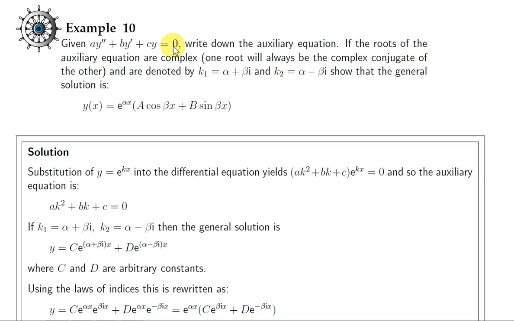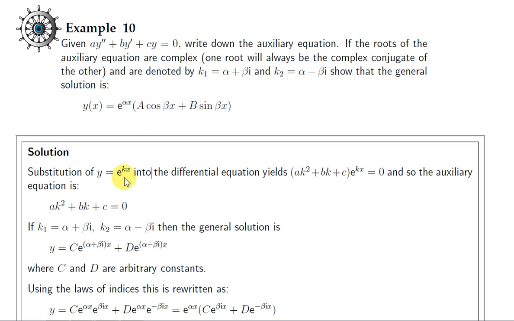Right, let's take a general case. Here's our second order linear differential equation with constant coefficients. It's homogeneous, 0 on the right hand side. Let's suppose that the roots of the auxiliary equation are complex, and we denote them by k1 and k2. By the way, if the roots of a quadratic equation are complex, then one root is the conjugate of the other root. We want to show that the general solution of the differential equation is given by this here.